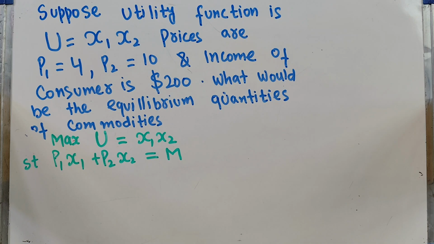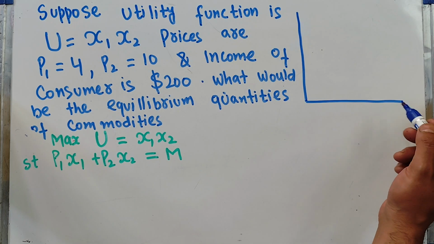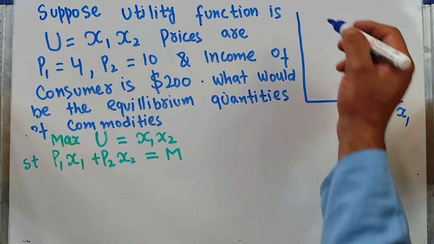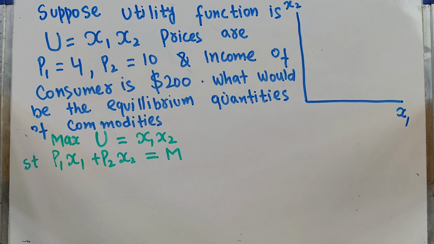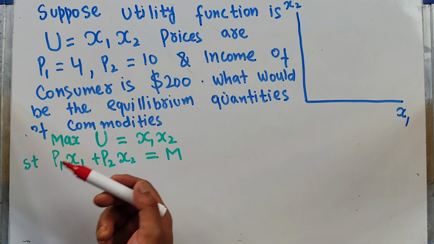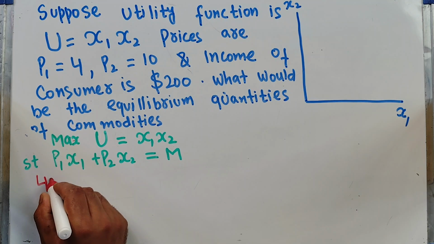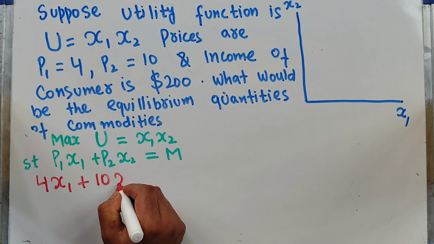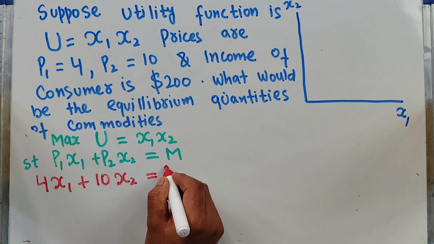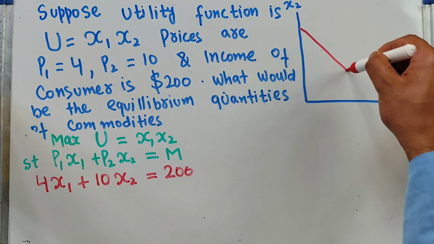In general form, graphically, if we want to draw it, let's say we have good x1 horizontally and good x2 vertically. Given this budget constraint, let us write it into the specifics. The price of good 1 is $4, so I can write 4x1, plus the price of good x2 is $10, so we have 10 times x2. The income of the consumer is 200. When we draw this budget constraint, it will be like this.